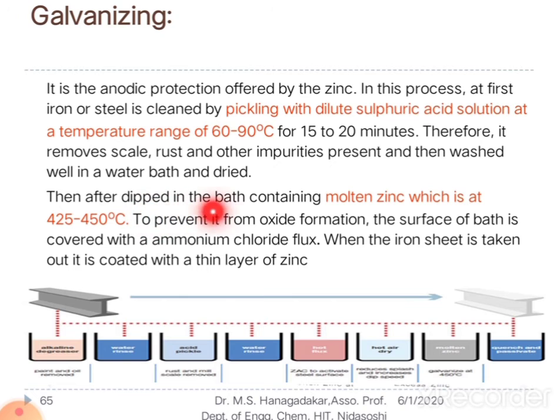Then it is dipped in the bath containing molten zinc, which is at a temperature range of 425 to 450 degrees Celsius. Before that, to prevent oxidation, the surface of the bath is covered with the zinc chloride ammonium chloride flux. When the iron sheet is taken out from the coated metal, there is a thin coating of zinc, as I explained in the previous explanation.